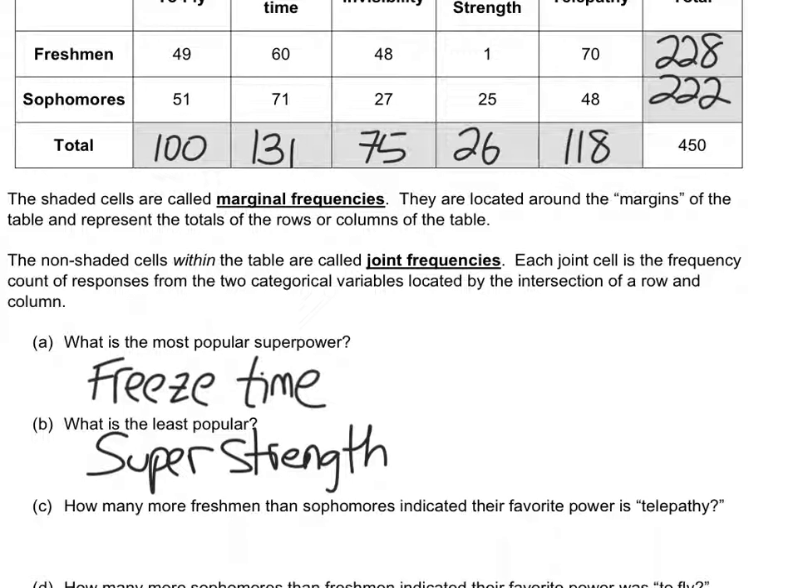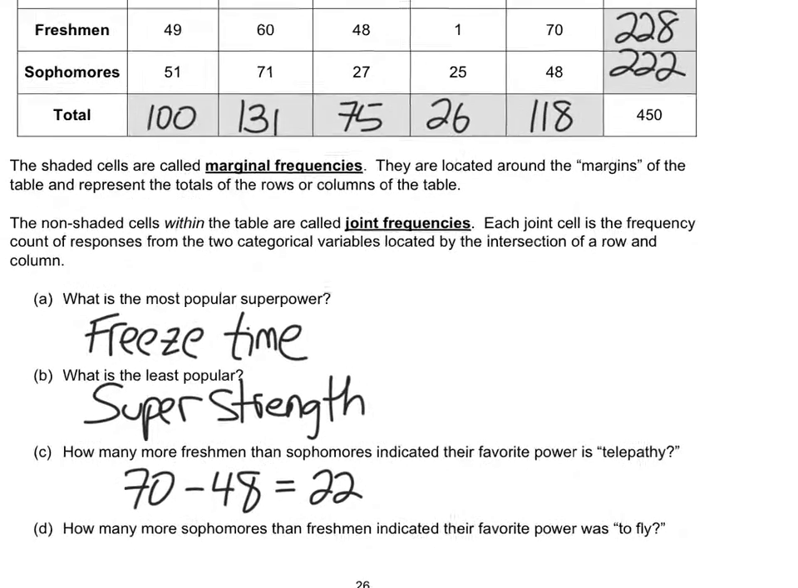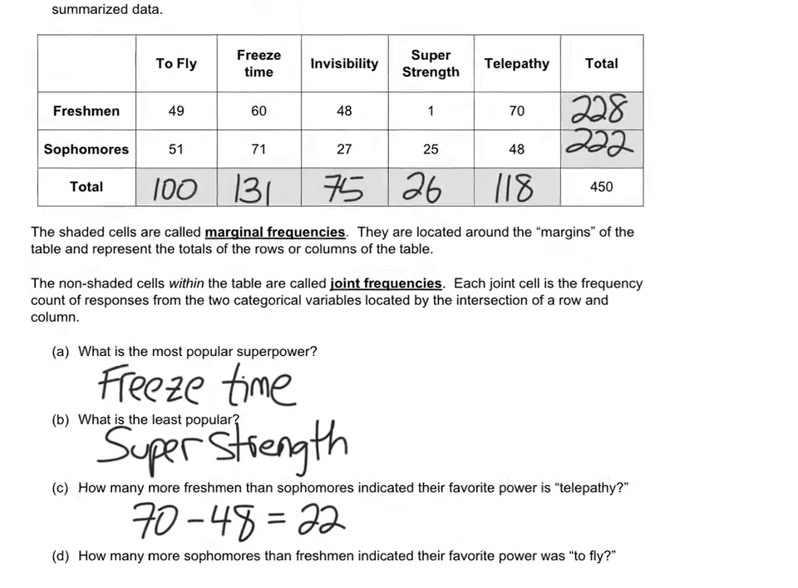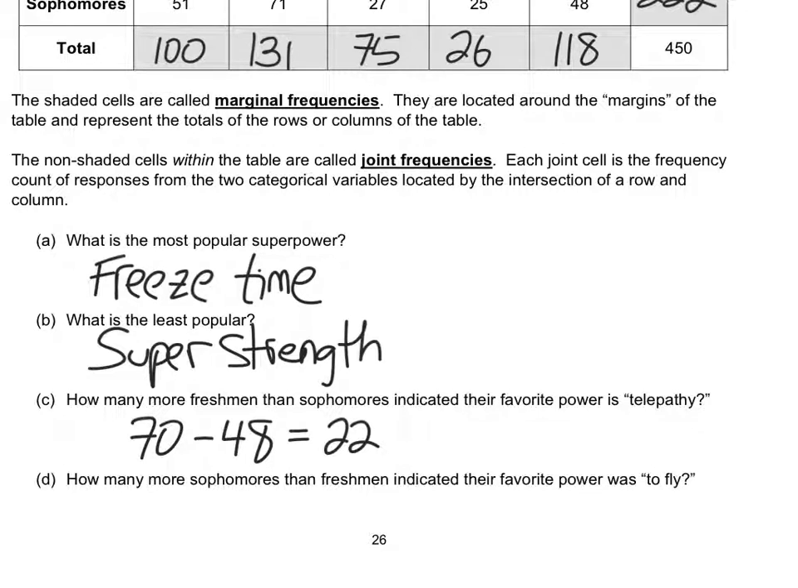All right. How many more freshmen than sophomores indicated their favorite power was telepathy? So there, we're just looking for a difference, right? How many more freshmen than sophomores? We just subtract the 70 and the 48. 32? How many more sophomores than freshmen indicated their favorite power was to fly? 2. 51 minus 49 is 2.